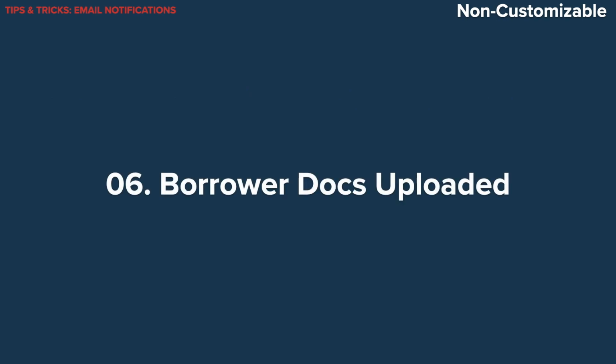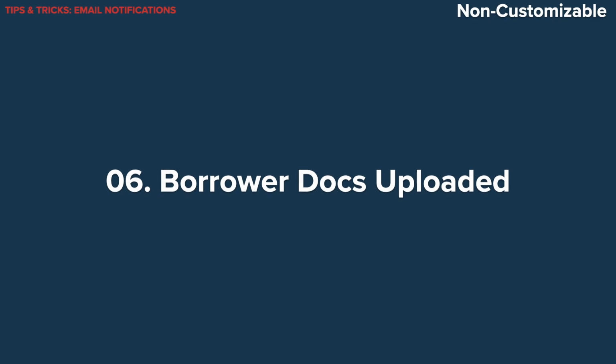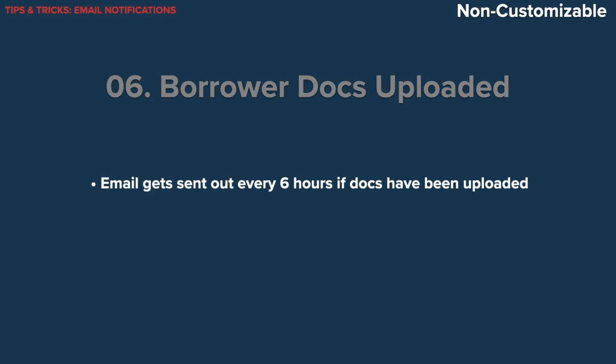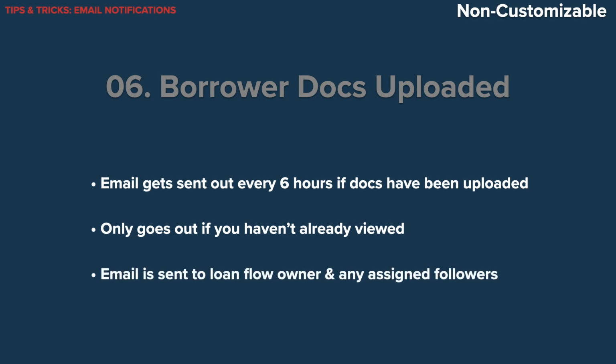And the sixth one here is the borrower docs uploaded. Now, with this email, an email gets sent out every 6 hours if docs have been uploaded. All right, now that only goes out if the origination team has not had a chance to view these documents. If you have had a chance to view them, we're going to go ahead and save an email, and those will not get sent out to you. All right, now those get sent out to the loan flow owner and any assigned followers. This does not go out to the borrower. This is just for your team only.